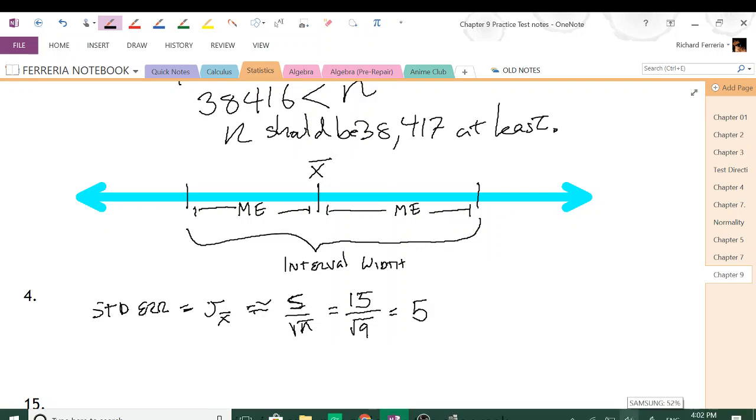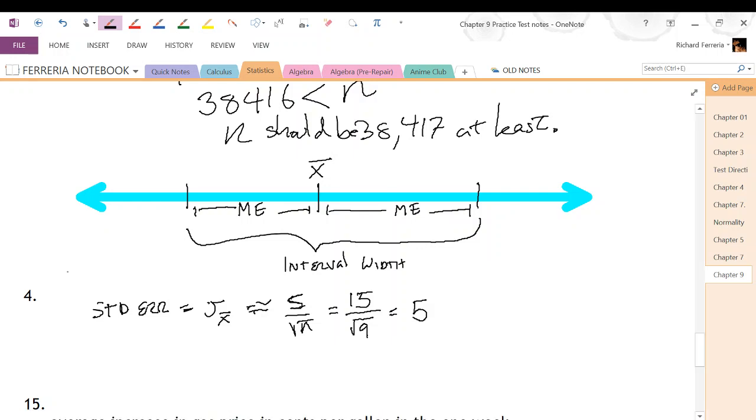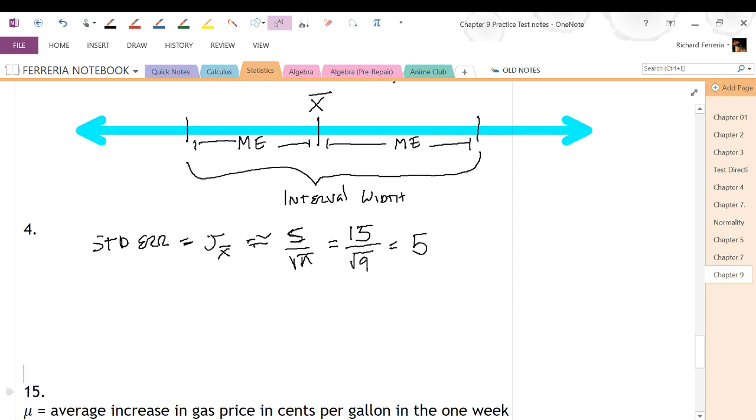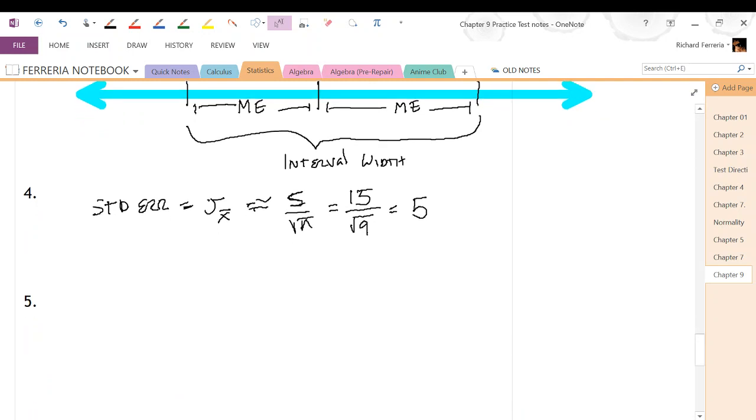Okay, any more thoughts on 4? Okay, let's look at 5. So we have a 95% confidence interval that is going to yield the following: 44.2 to 54.2.